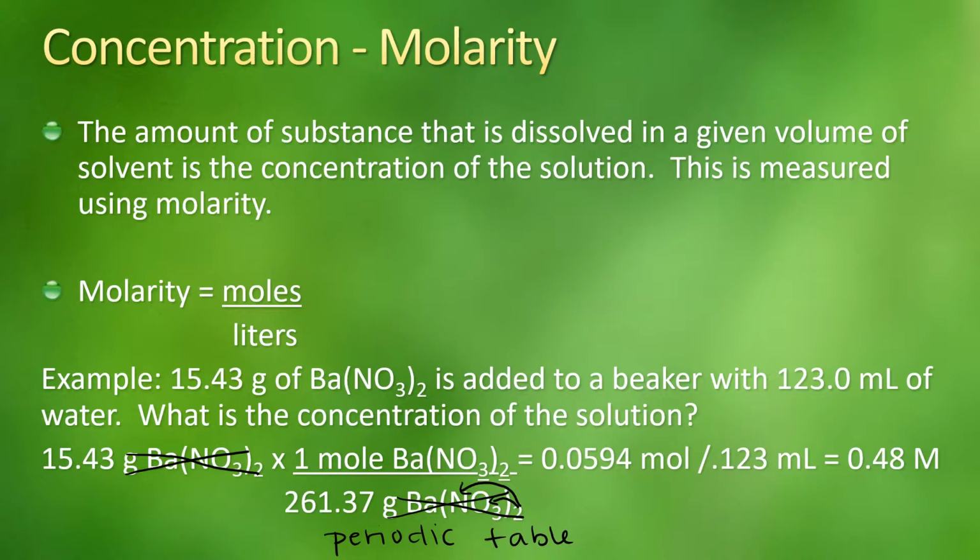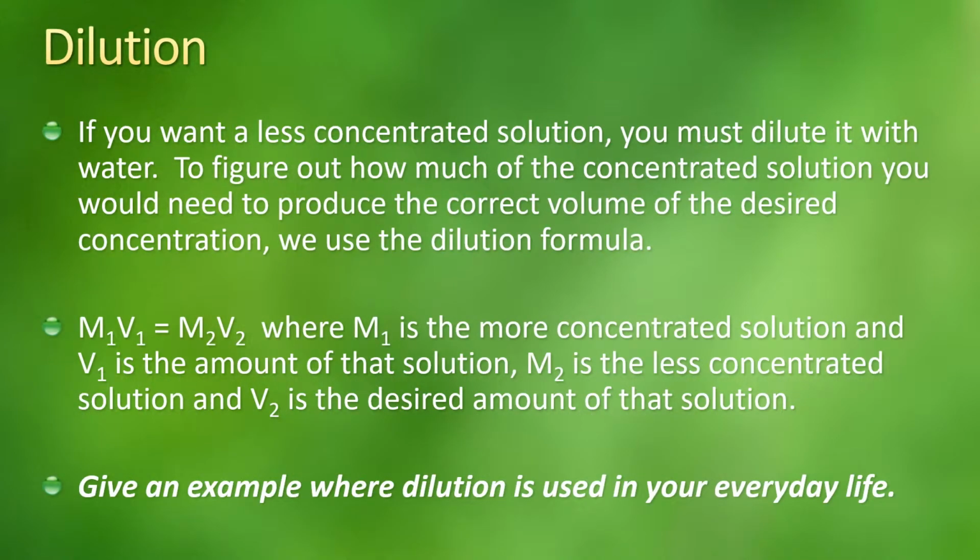Adding this to the liters of solution, note we've moved our decimal 3 places to the left in order to convert to liters. Dividing our moles by our liters, we get our molarity, 0.48 molar. This capital M here represents molarity. So just note when you see that large capital M, we're looking at the moles per liter of solution.